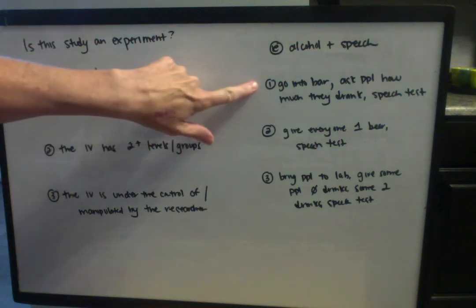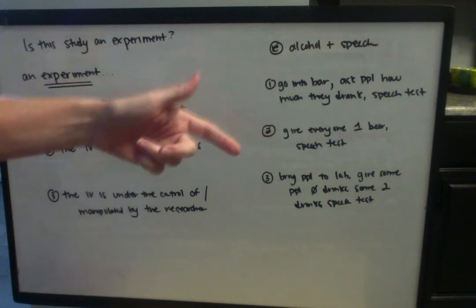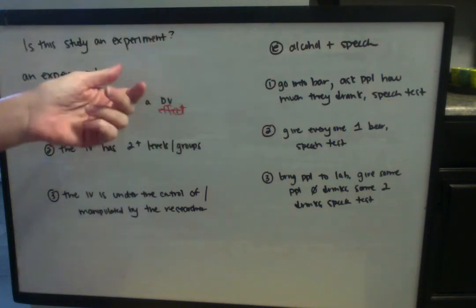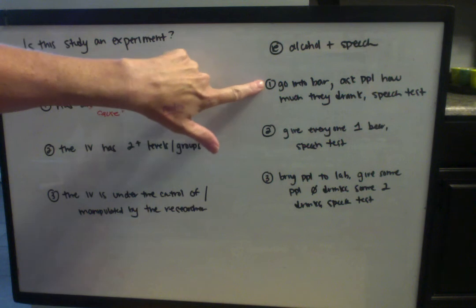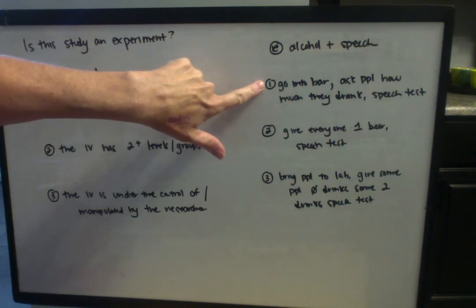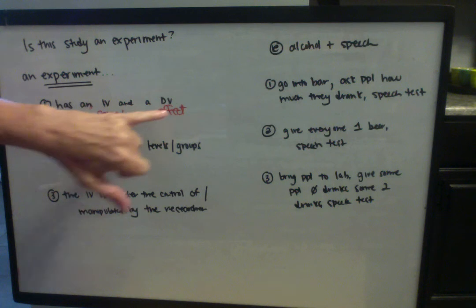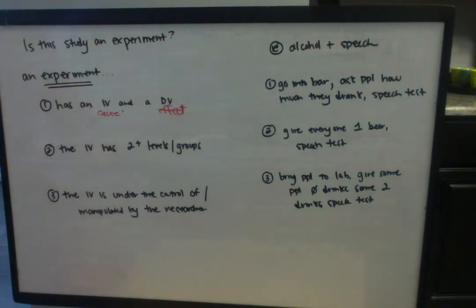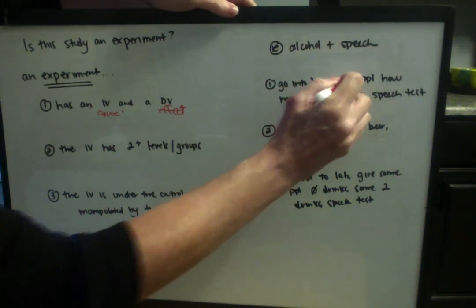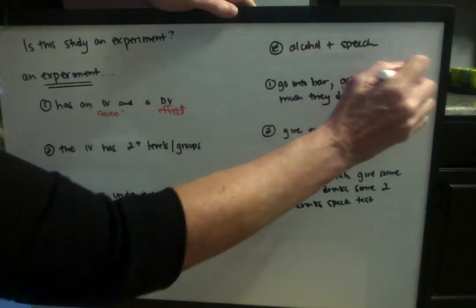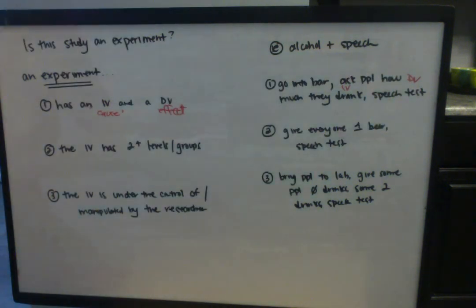Let's say we decide to look at alcohol and speech by going into a bar, asking people who are in there how much they had to drink, and then giving them a speech test. Let's say for the speech test, we have them read some tongue twisters, and we count up the number of mistakes they make. So, go into a bar, ask people how much they've had to drink, and give them a speech test. Do we have an independent and a dependent variable? Yeah, we clearly do in this study. We have alcohol, we asked them how much they had to drink, and we gave them a speech test.